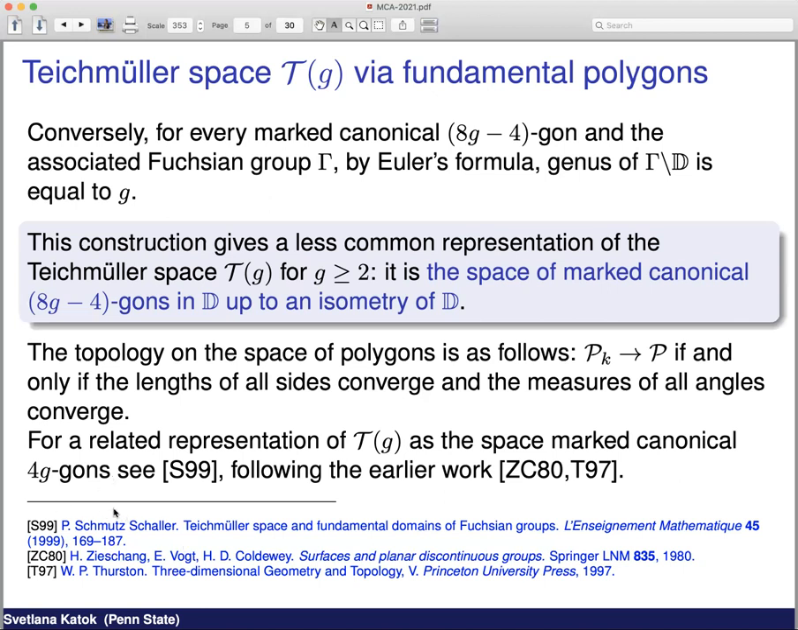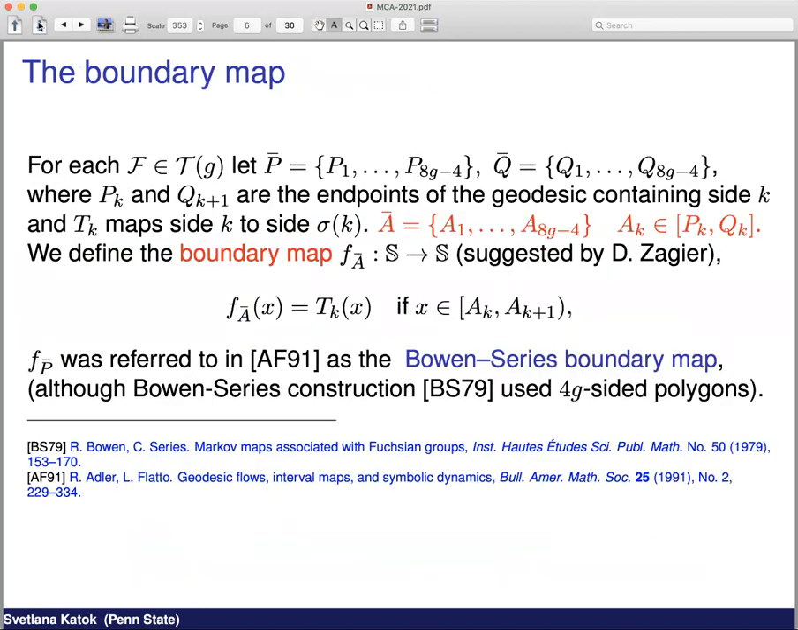And so here are the references: Schmutz, Schaller, Zishang, and Thurston. So they talk about Teichmüller space as a space of marked polygons, but they didn't talk about 4g-minus-4-gons, which doesn't really make a big difference. All right. Now, the boundary map.